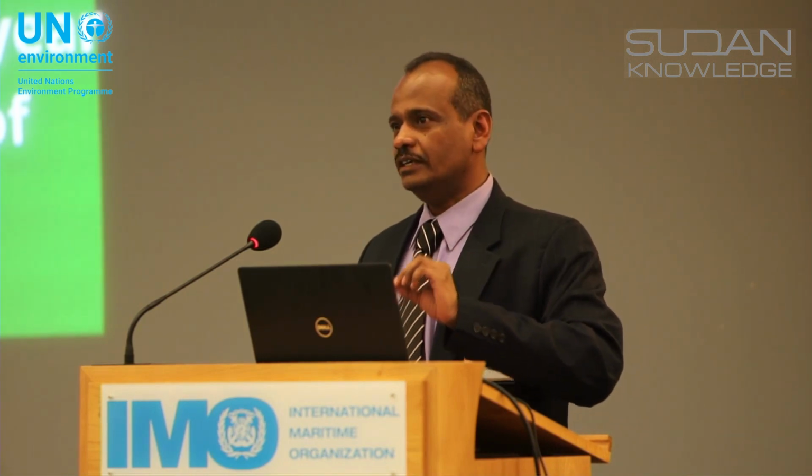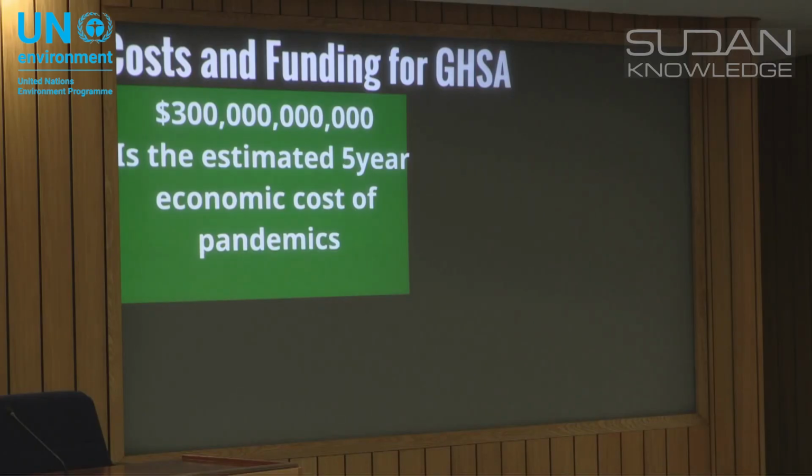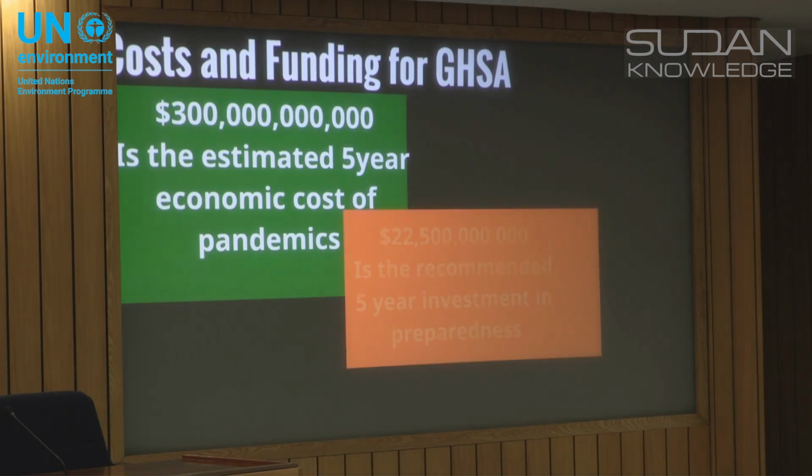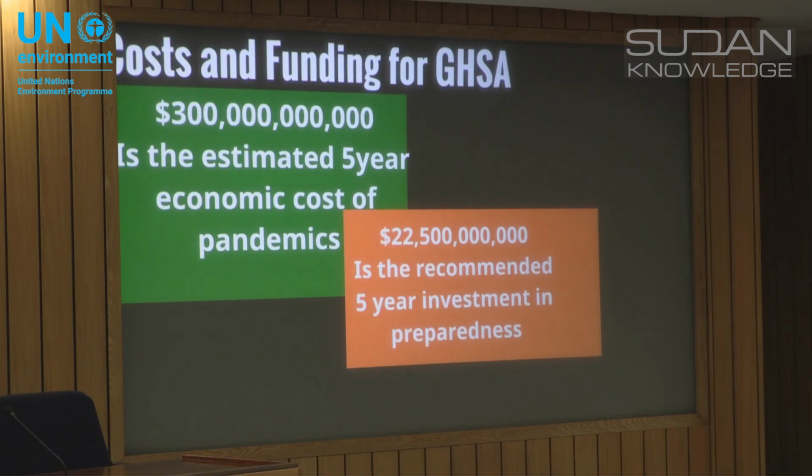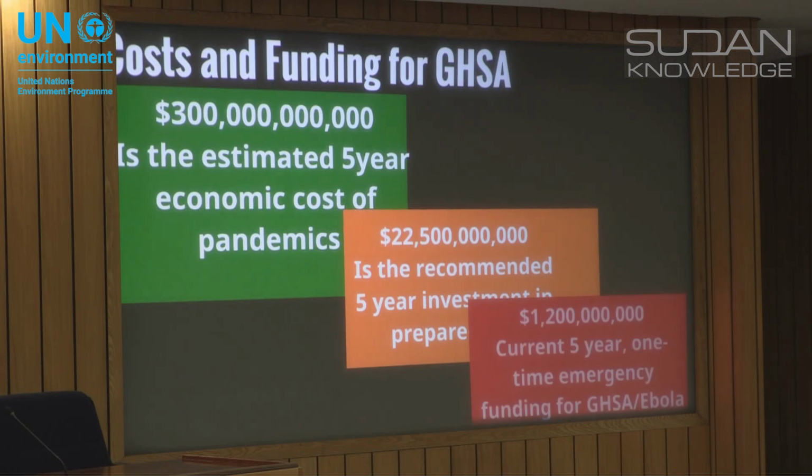Now, the economic cost of a pandemic is close to 300 trillion US dollars. That's what a 5-year pandemic will cost, 300 trillion. Now, if we would like to prepare for it, it can cost us only 22 trillion. It's not that much when you compare it. The amount of money we have right now that's been available within the UN, within the WHO, is about 1.2 billion only to prepare for a pandemic.